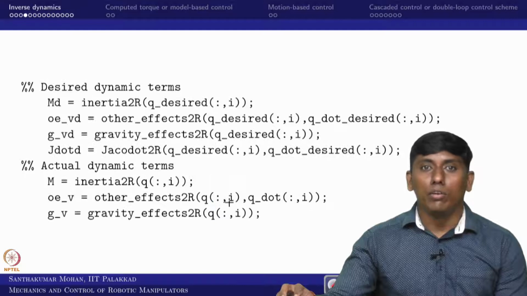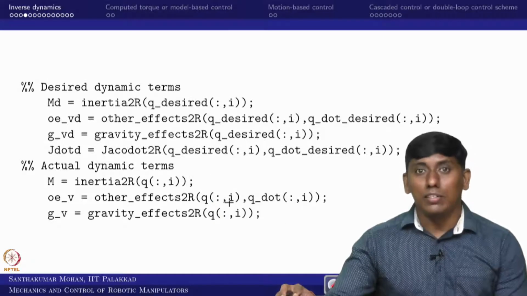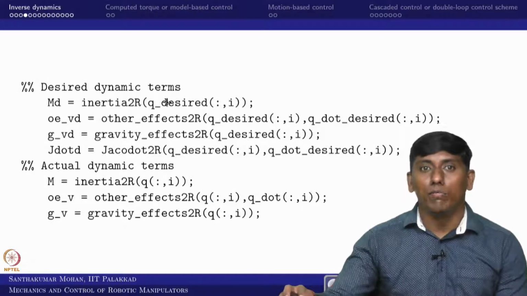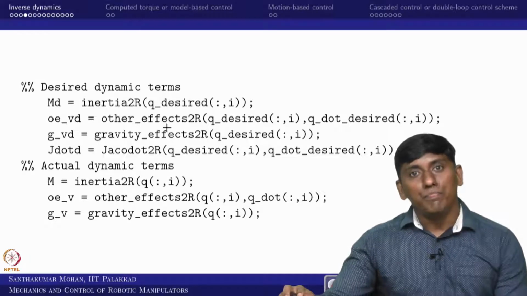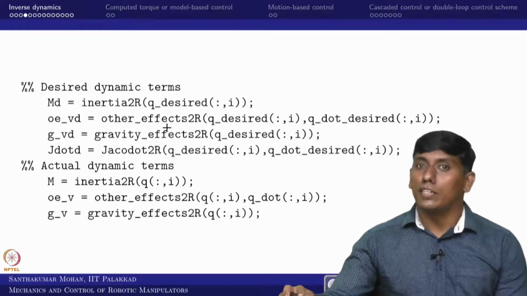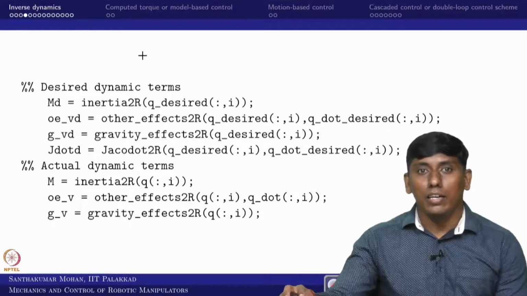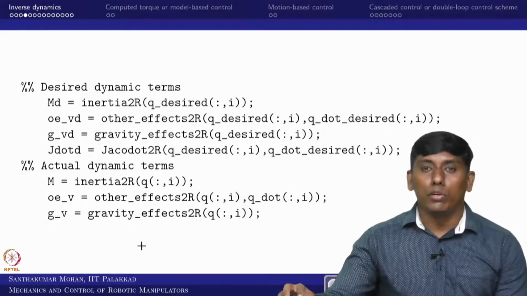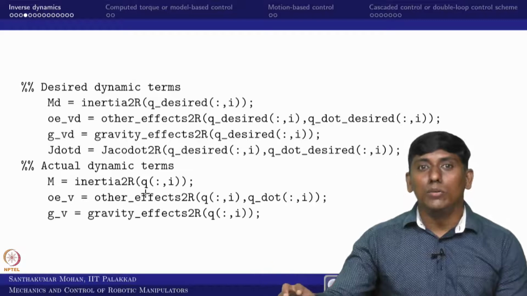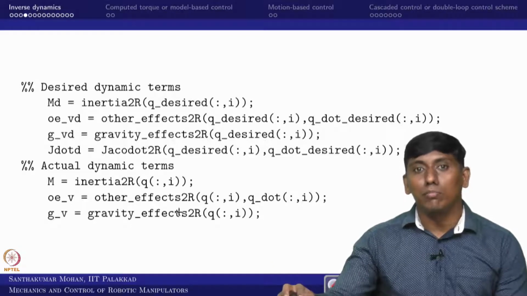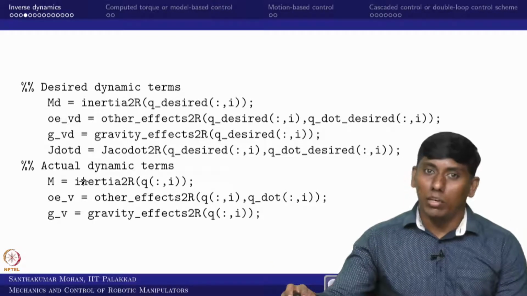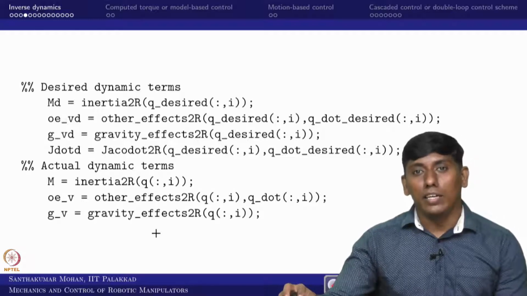After that, we go for the dynamic terms, since it is inverse dynamics. We find the desired dynamic terms: the inertia matrix based on the desired value, similarly the other effects due to the desired value, and the gravity due to the desired value. Similarly, we compute the actual values for the simulation. In real time we do not require this, but since we are doing a simulation, we need to find the actual inertia matrix, other effects and the gravity.